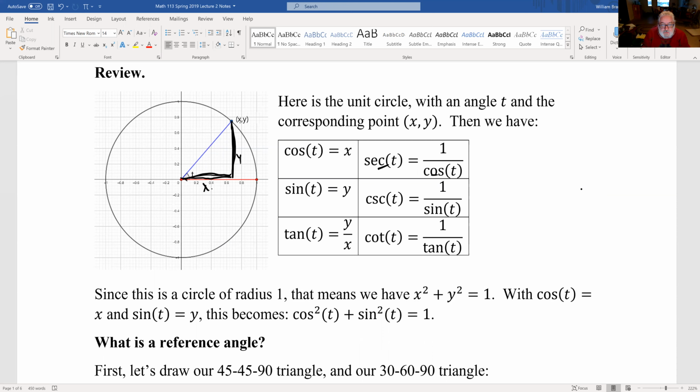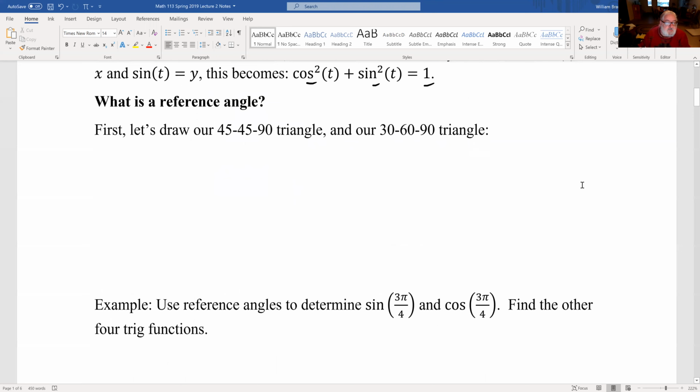Secant is 1 over cosine, cosecant is 1 over sine, cotangent is 1 over tangent. This is a circle of radius 1 that tells me that x squared plus y squared equals 1, and if you turn that into terms of cosine and sine, cosine squared plus sine squared equals 1. So a bit of a review.